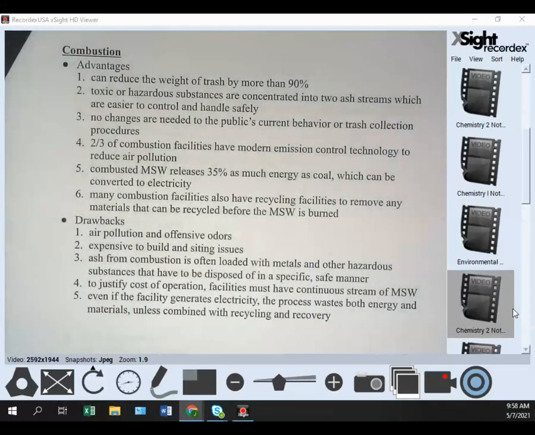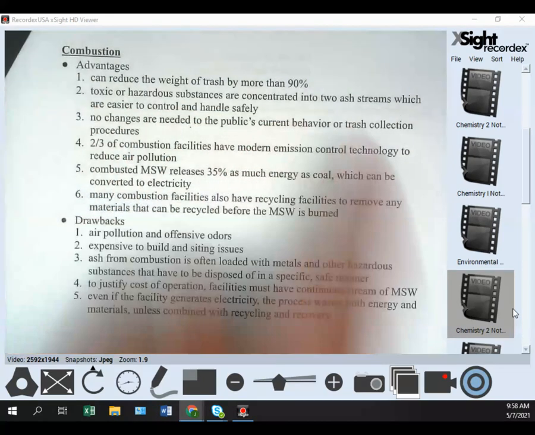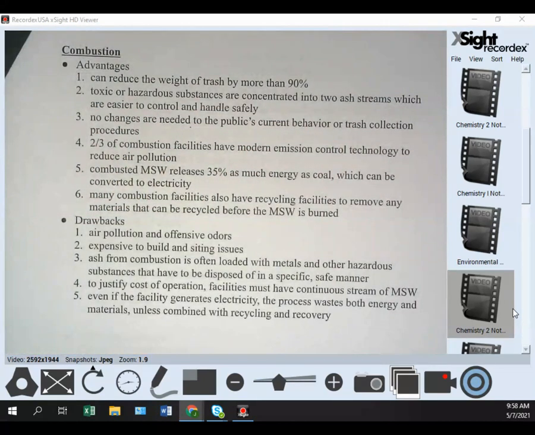So what are some advantages of combustion facilities? As it says, it can reduce the weight of trash by more than 90%. And when we talk about weight, we're talking about the amount you're putting in, right, as well. So that's a big advantage. Toxic or hazardous substances are concentrated into two ash streams, which are easier to control and handle safely.